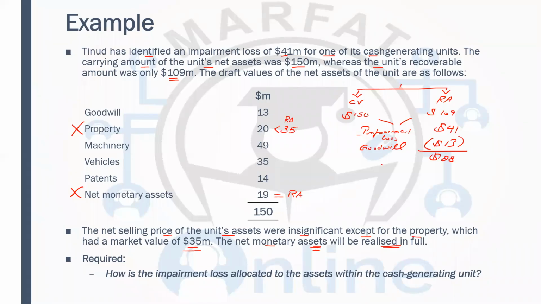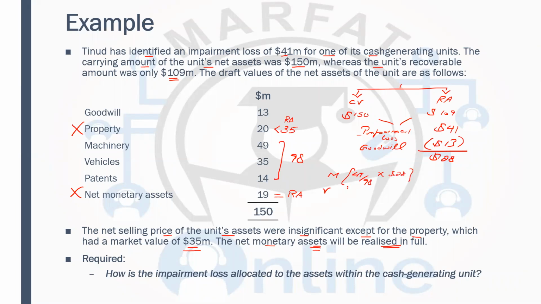Now we have to charge the impairment to other assets on the pro rata basis. Now what is pro rata basis? And what are those other assets? Machinery, vehicles, and patents. These are the three remaining assets to which we have to charge impairment. So total at first, 49 plus 35 plus 14 gives you 98. Now the 98 will become the denominator. So first of all, you'll be charging the impairment to the machinery. How come? Machinery value is 49, divided by 98, into the remaining impairment, which is 28.